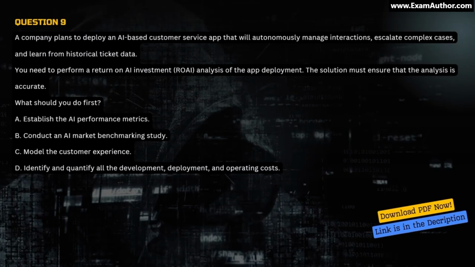Question 9. A company plans to deploy an AI-based customer service app that will autonomously manage interactions, escalate complex cases, and learn from historical ticket data. You need to perform a return on AI investment (ROI) analysis of the app deployment. The solution must ensure that the analysis is accurate. What should you do first? A. Establish the AI performance metrics. B. Conduct an AI market benchmarking study. C. Model the customer experience. D. Identify and quantify all the development, deployment, and operating costs.